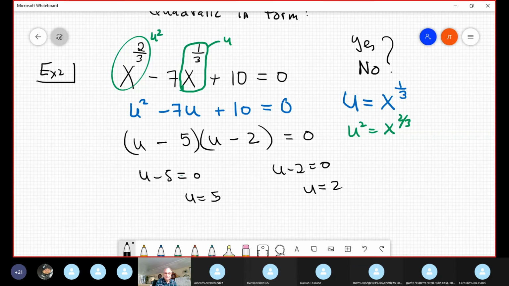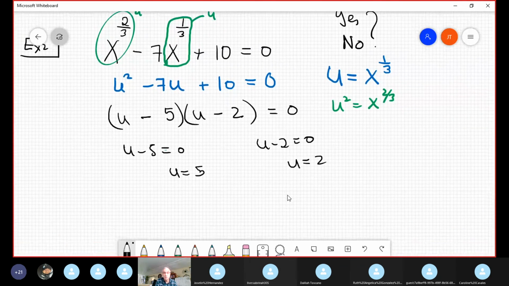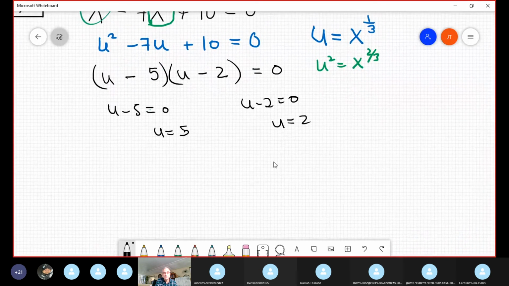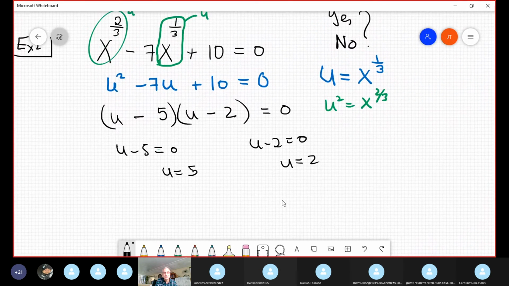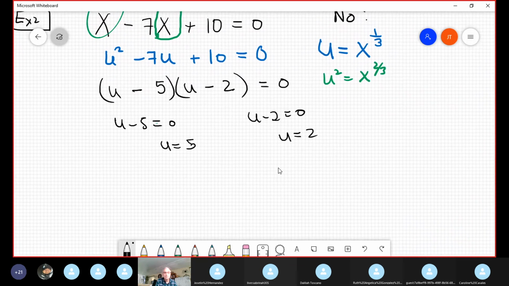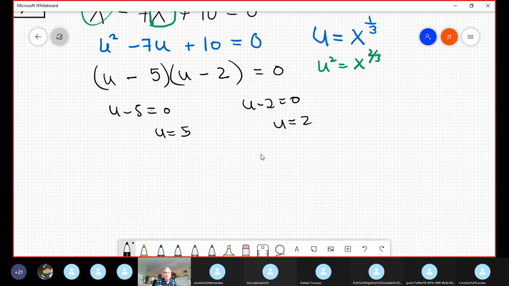And that's it, no? Of course, no, because remember, this is the u value. I need to express the final answer using the x value, the original variable. So you split the paper into parts. And who is u? Well, u is x to the 1/3. x to the 1/3 is equal to 5, and x to the 1/3 is equal to 2.